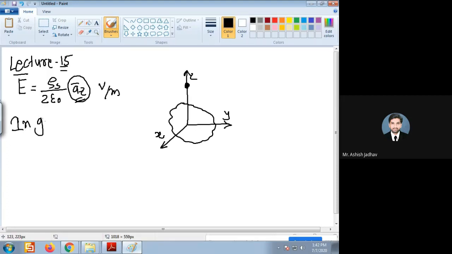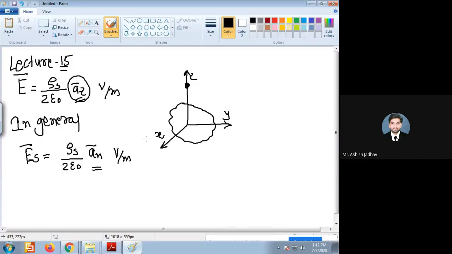So in general, E bar, or we can now call it ES bar because it is the electric field intensity due to surface charge or sheet charge, is equal to rho s upon 2 epsilon naught A bar n. What is A bar n? A bar n is the direction normal to the given surface or sheet charge, right? So this is what in general I want to write.